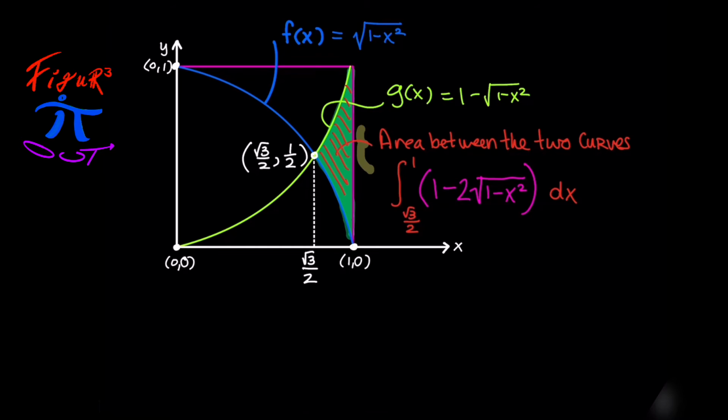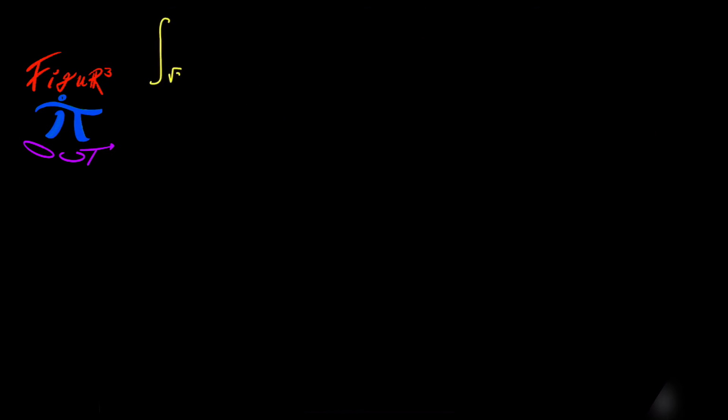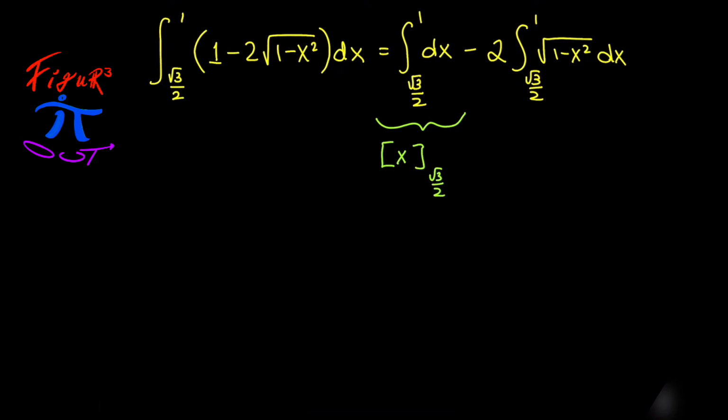Inputting this into our function and looking at our integrand, we can split up this integral into two separate integrals and take it piece by piece. Alright, so let's write out our integral. And first thing we're going to do is split it up and evaluate the first part of this, which is pretty easy to evaluate. So the integral from radical 3 over 2 to 1 of dx is just going to be the difference of these two values. So we'll just write them out explicitly.